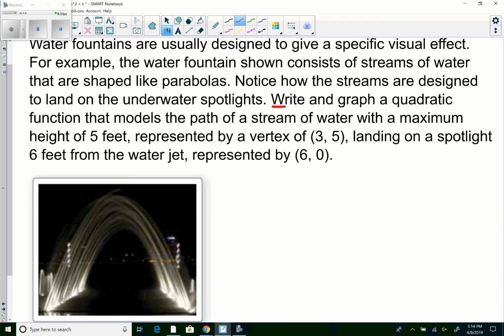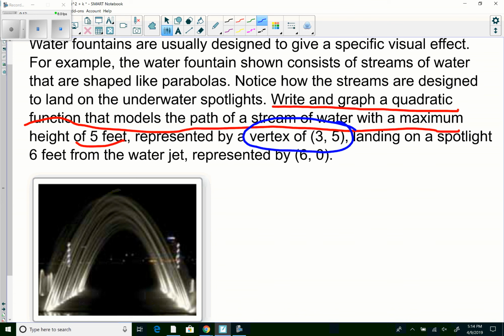Your job is to write and graph. We're not going to graph, we're just going to write it because we don't have time to graph it. We're just going to write a function that models the path, has a maximum height of 5 feet, has a vertex, this is important, vertex of (3, 5), and the other important point is (6, 0). We'll make these a little bit smaller so that they don't go into each other.